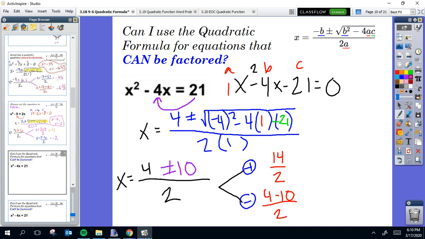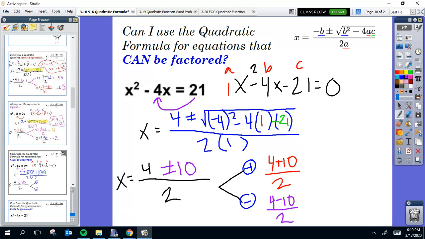So actually, let's backtrack. I want this to be extra clear. On the top, I'm doing 4 plus 10 over 2. And on the bottom, I'm doing 4 minus 10 over 2. When I simplify these, this becomes 14 over 2. The bottom becomes negative 6 over 2. And then my final answers end up being x is equal to 7 right here, and x is equal to negative 3 on the bottom.